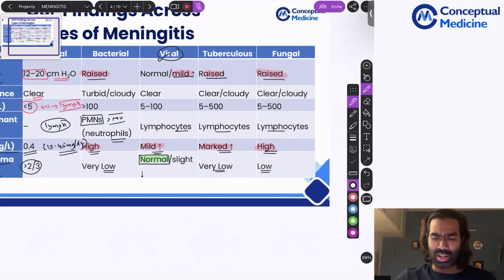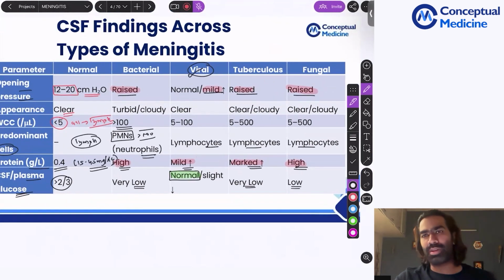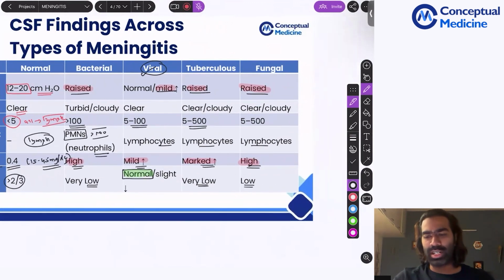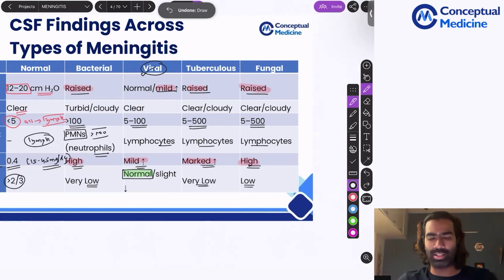And the number of cells is not that important. Generally, as I said, in acute bacterial meningitis, more than 100 neutrophils will be there. In viral meningitis, somewhere around 5 to 100 lymphocytes will be there. In tuberculous meningitis and in fungal meningitis, it can be from 5 to 500 lymphocytes. So the range is wider, so the number is not specific as such.